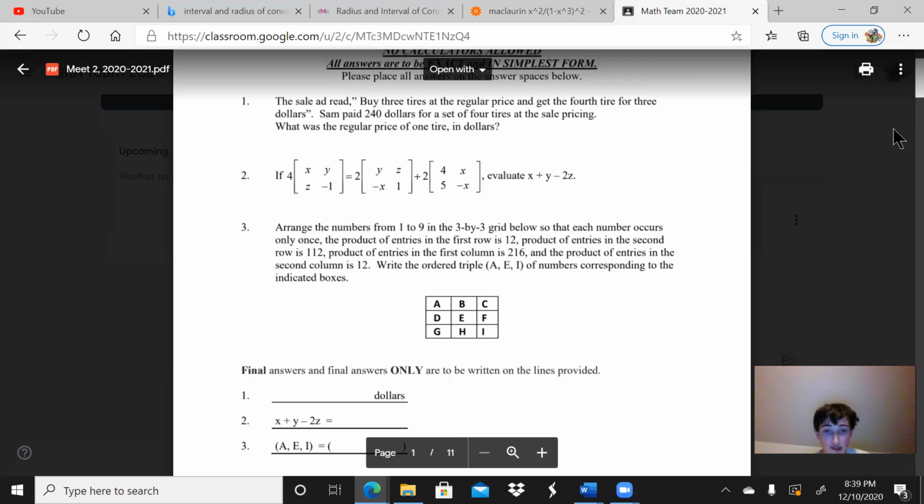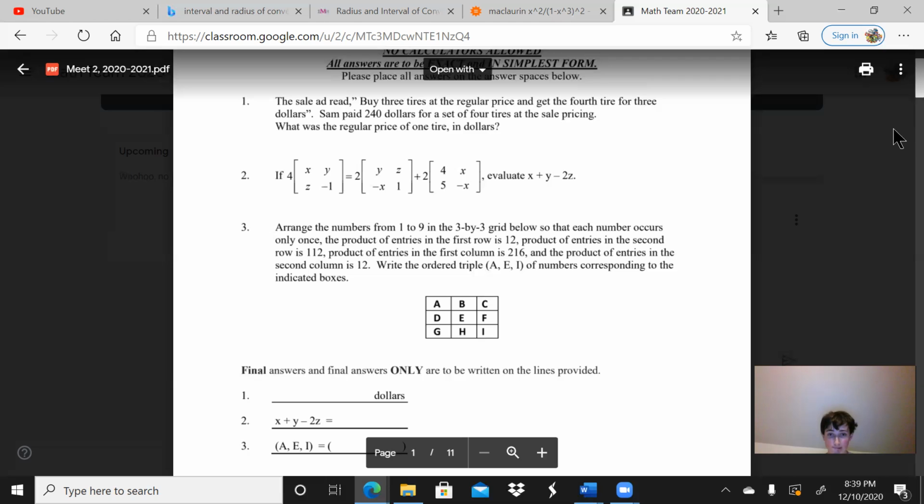So the product in the first column is 216. So this is going to be 8 and 9, but I don't know which one it's going to be. But the product in the first row is 12. That's not possible. Oh my god, what? 8? It's got to be 6, 2, and something. 1. The product in the second row is 1. Because 216, yeah, 8 times 9 times 3.